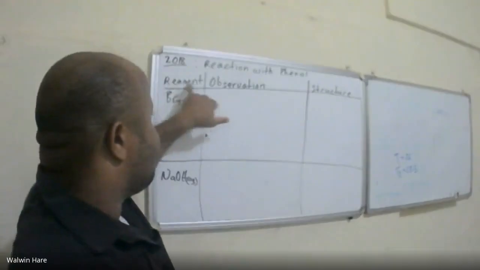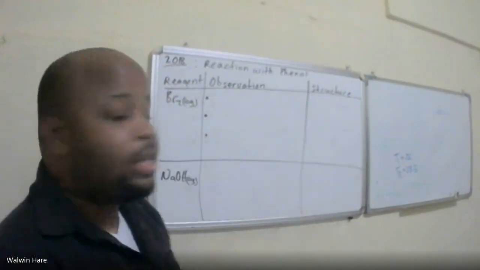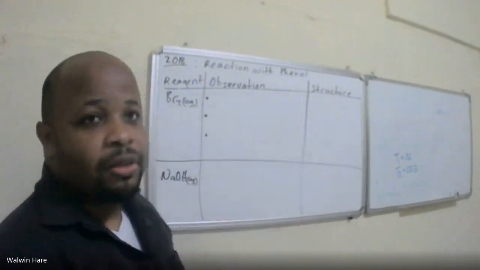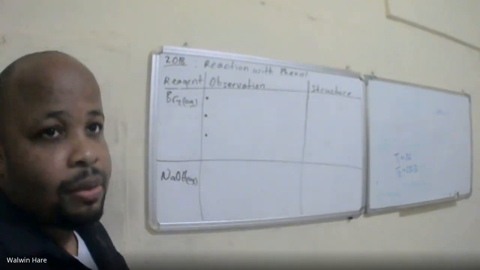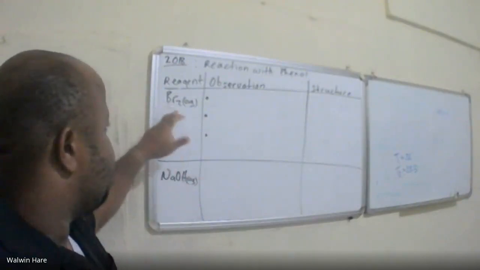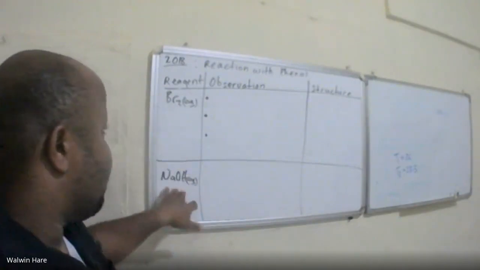So we have reagent, observation, and structure. All three headings here. Reagent, observation, and structure. So here we have the reagents. The two reagents we are using are aqueous bromine and sodium hydroxide.